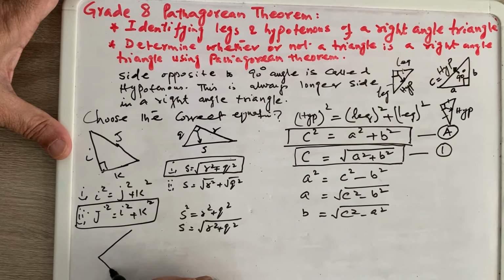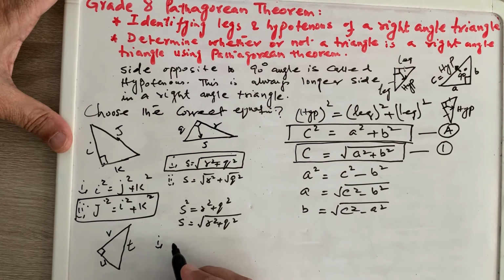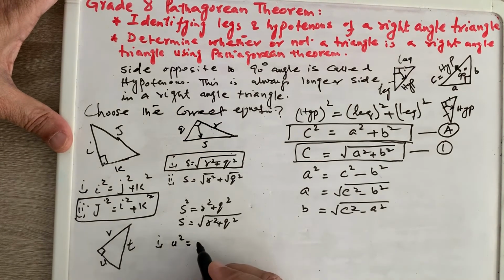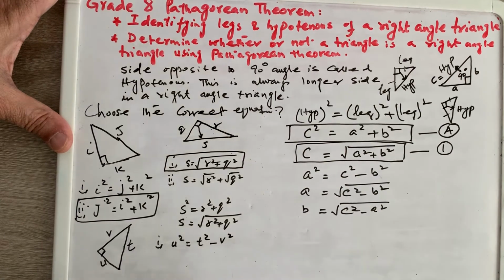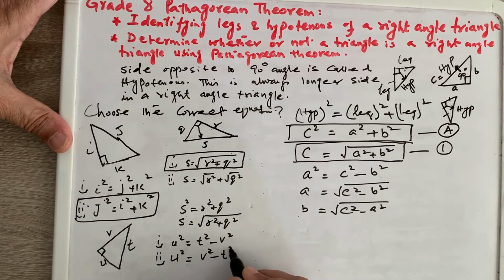Let me make another one. Let's say this one is my right angle. This is my hypotenuse, the longer side, and let's say the hypotenuse is T. And these two sides are U and V. So this is V, this is U. And the equations given are, one equation is, let's say, U square is equal to T square minus V square. And the second option given to you is U square is equal to V square minus T square.